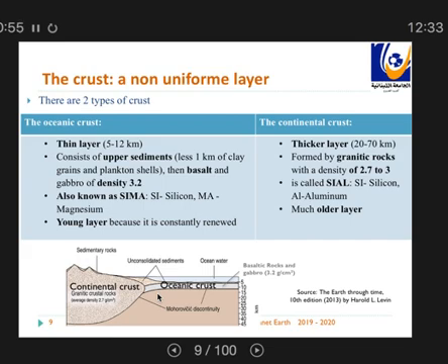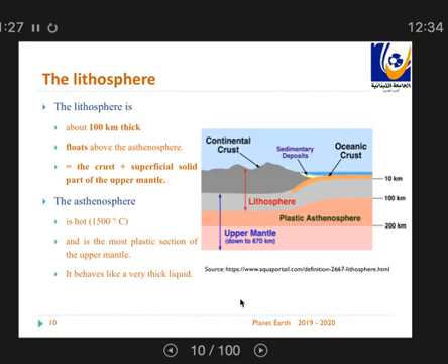And we are still trying to understand more about the MOHO discontinuity. There have been attempts to drill holes to penetrate the MOHO. The deepest drilling done was up to 12 kilometers in the Kola Peninsula. But the drilling becomes so expensive. The deeper we get, it becomes very, very expensive. So the project was dropped.